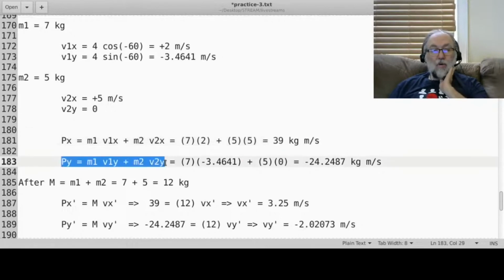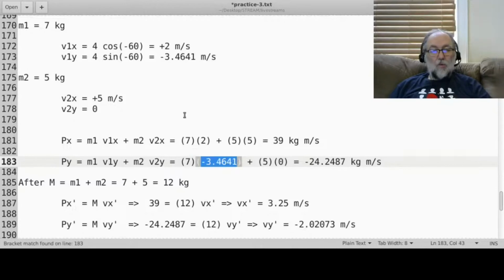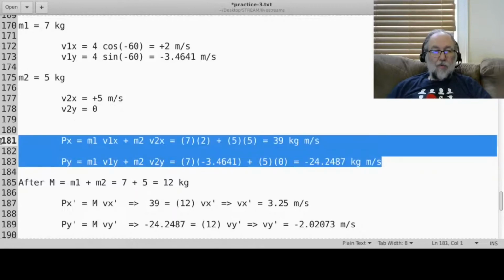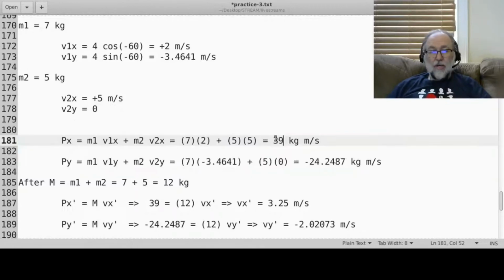The y component of the momentum is m1 v1y plus m2 v2y. Okay, and again, mass 1 is 7, and there's v1y from here, and then mass 2 is 5, and there's v2y from there. It's 0, and that gives you that number there, negative 24.2487 kilogram meters per second. That's the total momentum before. Okay, as a vector. There's its x component, there's its y component.